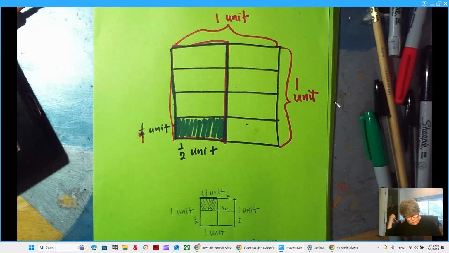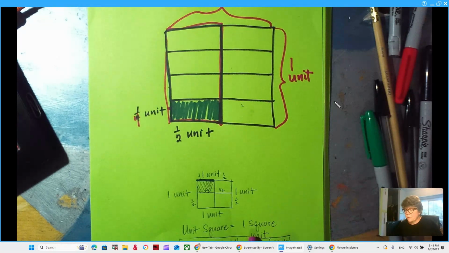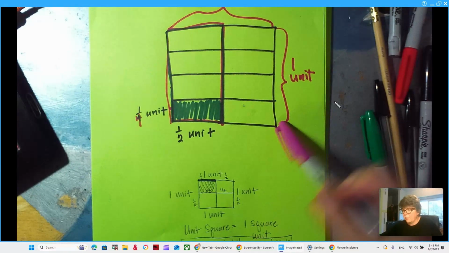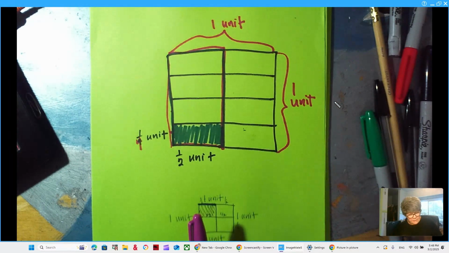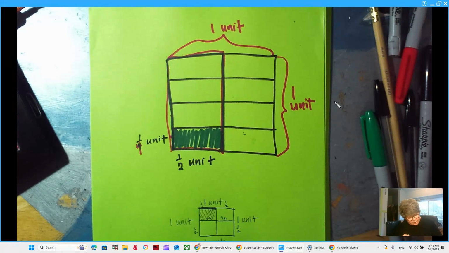So now we have 1 unit by 1 unit. And we have our whole unit square drawn. And we know this is a unit square, right? Because it is 1 unit by 1 unit, right? Each side is 1 unit, and that makes it a unit square, like we were talking about. Okay.